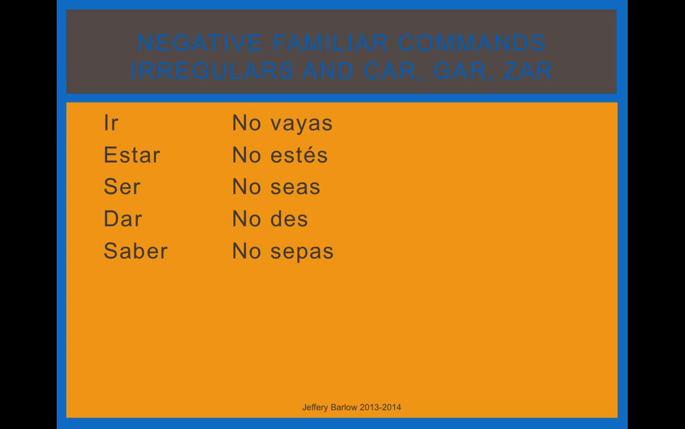For example, ir, the yo form is voy, estar is estoy, and since those don't end in O, again, we can't follow the steps. Another set of irregulars are verbs that end in car, gar, and zar. If you've studied the preterite tense, this should sound familiar.